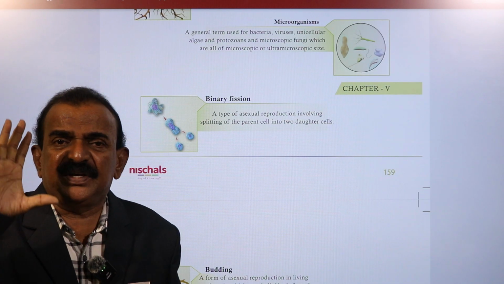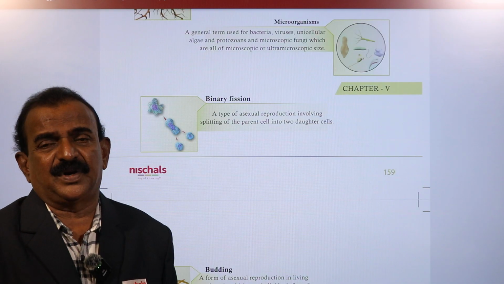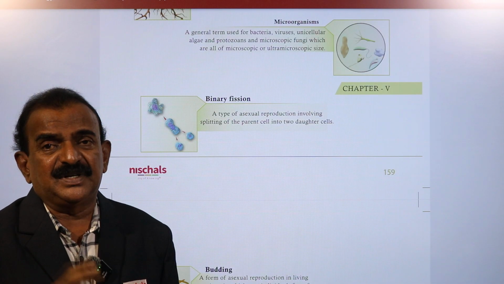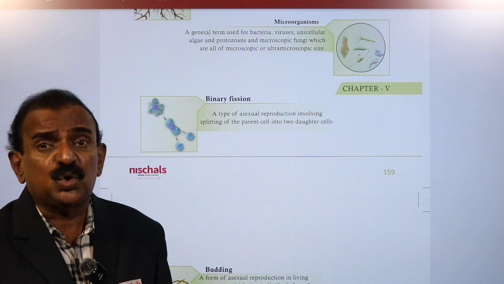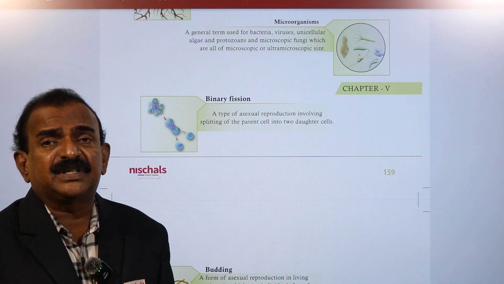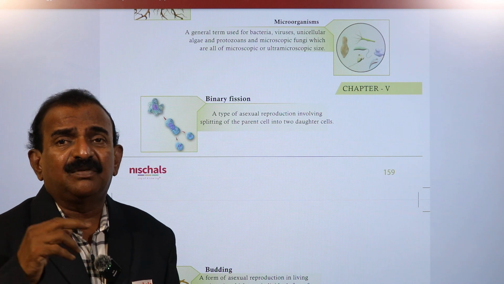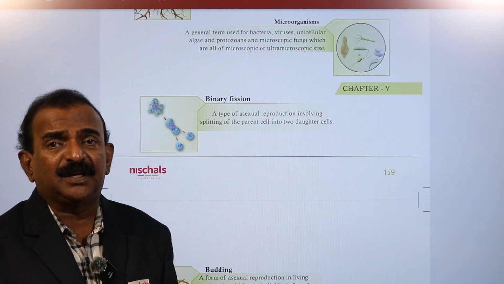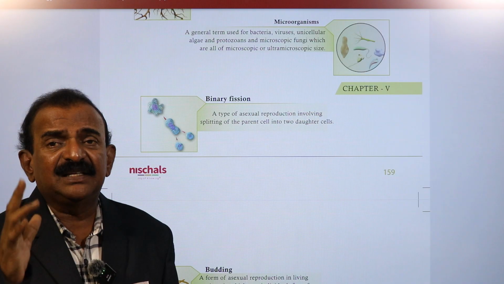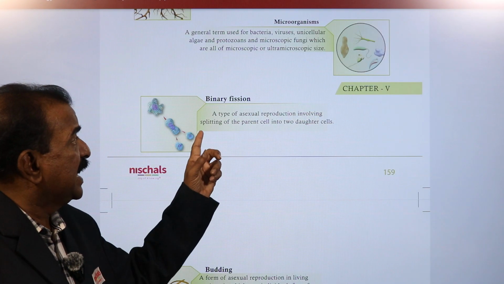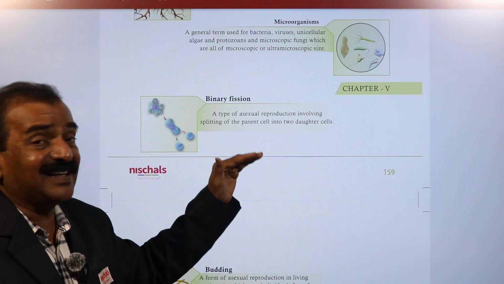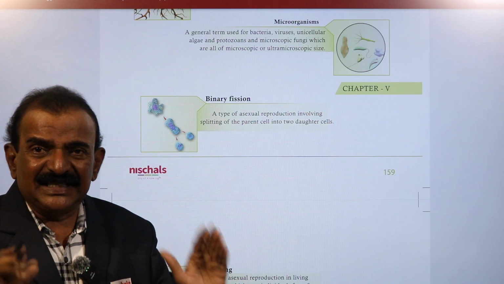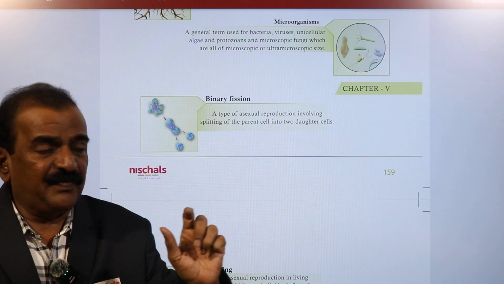So binary fission is an asexual mode of reproduction, and generally we observe it in the case of amoeba and paramecium, whereby the animal divides into two halves, and the two halves get the same amount of genetic material and cytoplasm, and that division is called binary fission. There you see a type of asexual reproduction involving splitting of a parent cell into two daughter organisms, and this division is called binary fission.